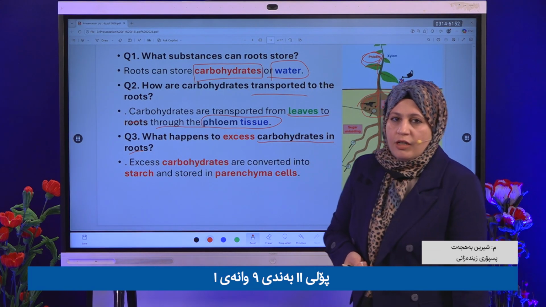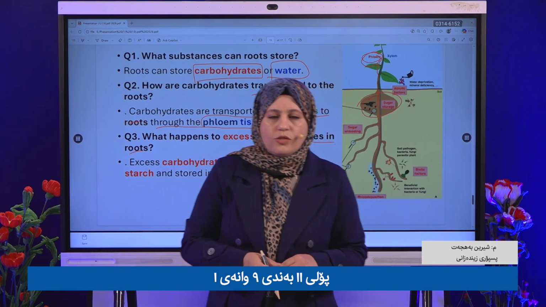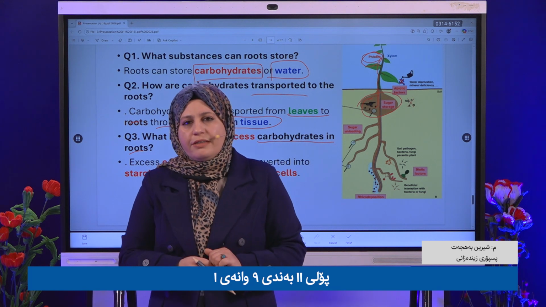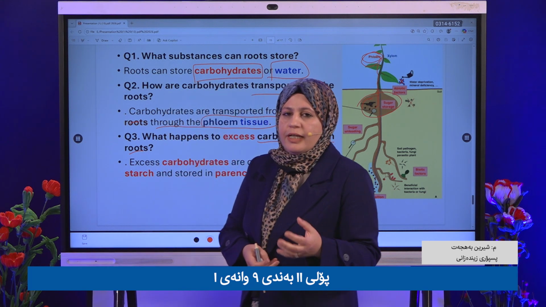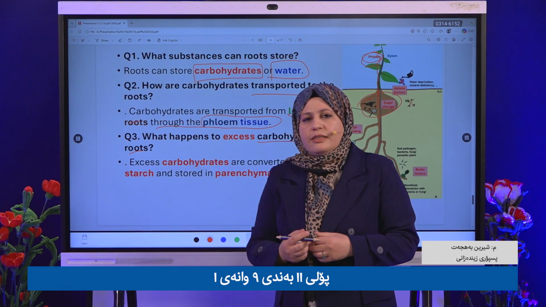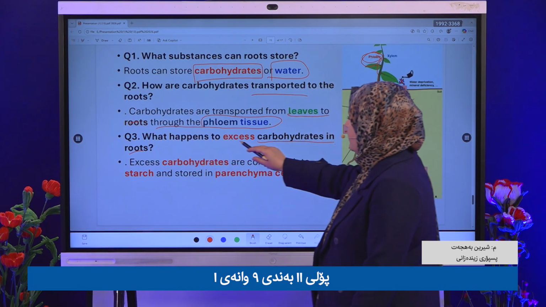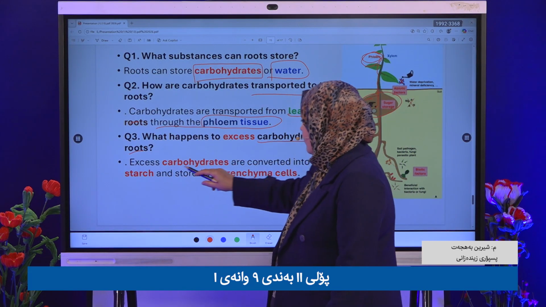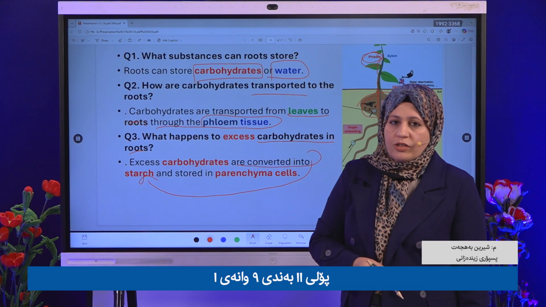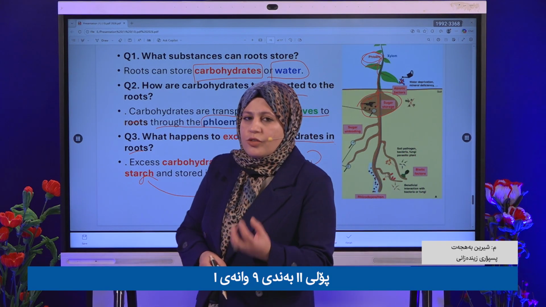What happens? For example, in humans, which organ stores excess nutrients or carbohydrate? Of course, the liver. Clear? So in plants it is the same. There is a part which stores the extra nutrients, for example, carbohydrate. Which part? What happens to the excess carbohydrate in it? Excess carbohydrates are converted into what? Into starch.